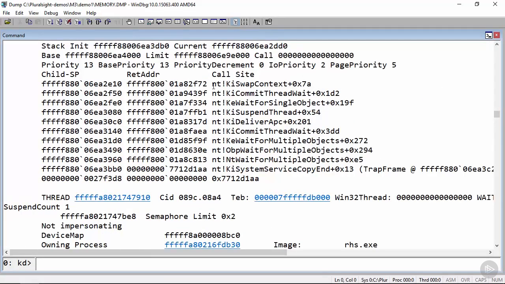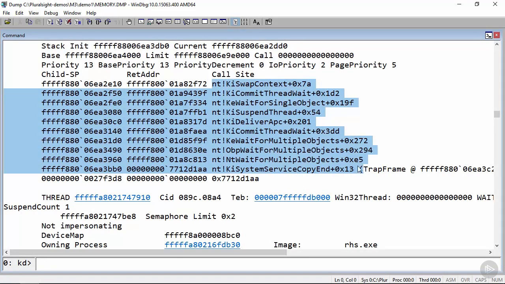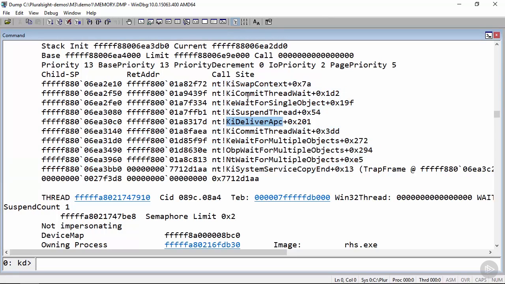And this is important. As we take a look at this stack pattern, you can see it was doing some sort of system service, and then it tried to deliver an APC at this point, and it essentially started waiting for a single event to occur. Now, I point this out because even though the RHS has many threads, you'll soon see that most of them are doing the identical thing.